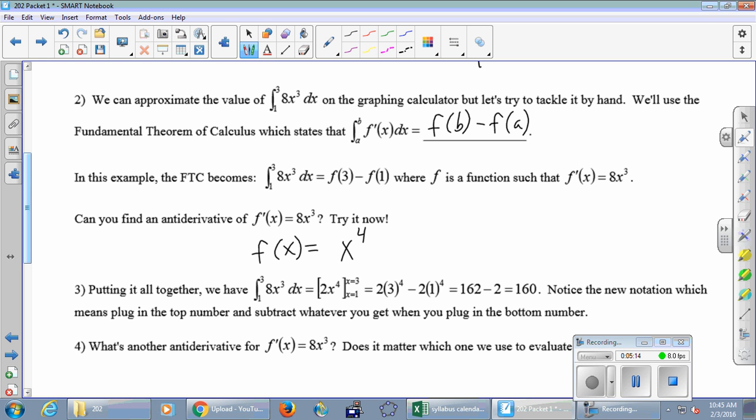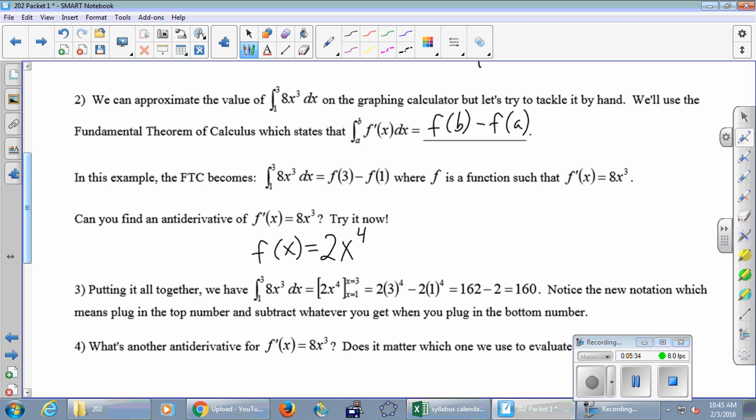I don't want that, I want 8x cubed, so I have to do something to this ahead of time to build it up to that 8 that I want at the end: times 2, right? It would have been a 4x cubed, we wanted it to be double. And then a quick check, take the derivative, 4 comes down, multiplies by the 2, 8x cubed.